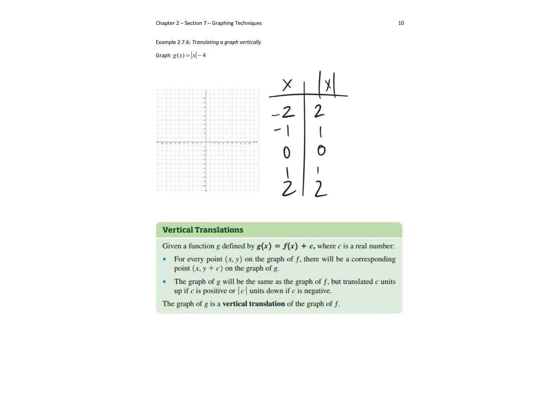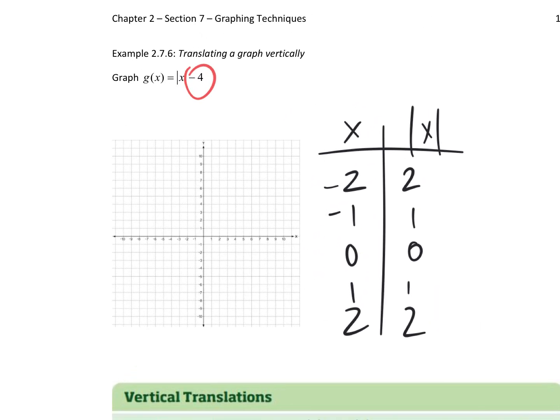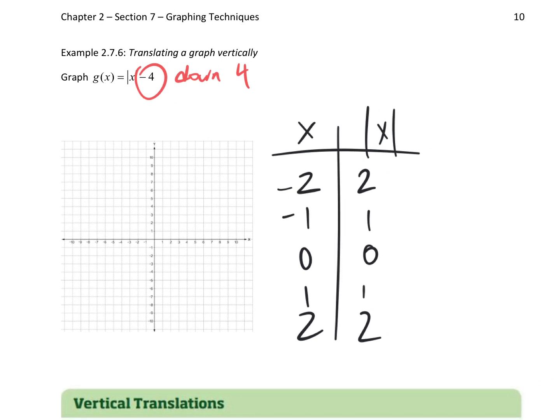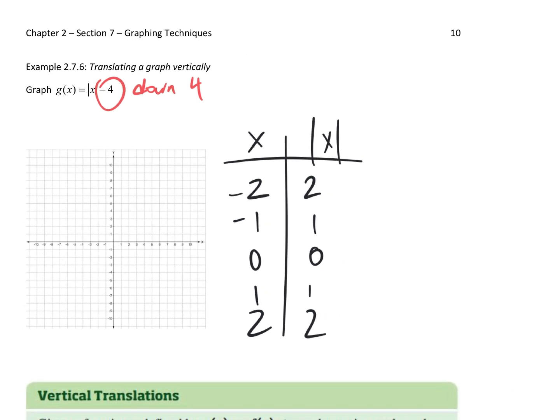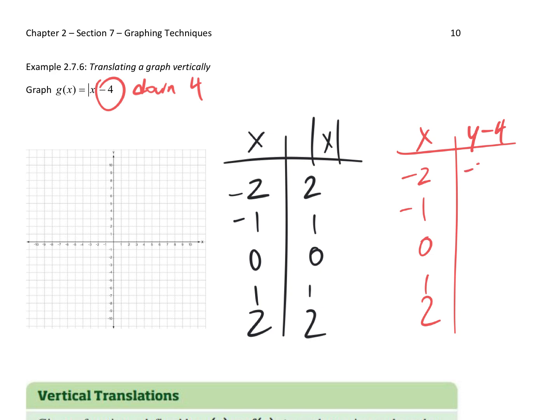And if I just wanted to translate these four spaces downwards, okay? So this -4 makes me go down 4 units. And so basically we just take the y values and we're just going to subtract 4 from every y value. And we'll just leave the x values alone. So I'll just copy these back down. And what we're going to do is subtract 4 from our y values, which is the second column. So we get something like this: -2, -3, -4, -3, -2. And we'll just graph both of these so we can compare them.